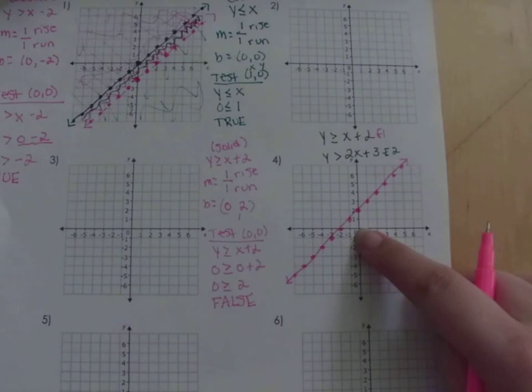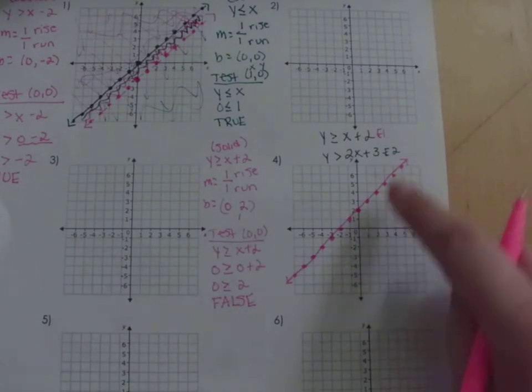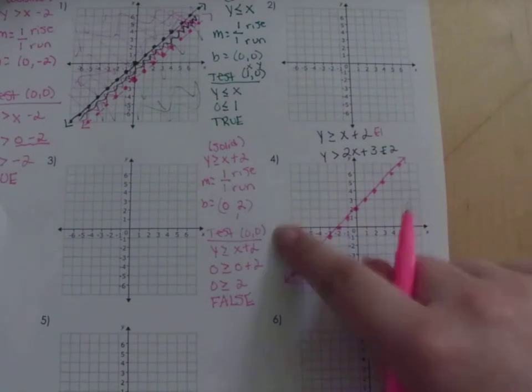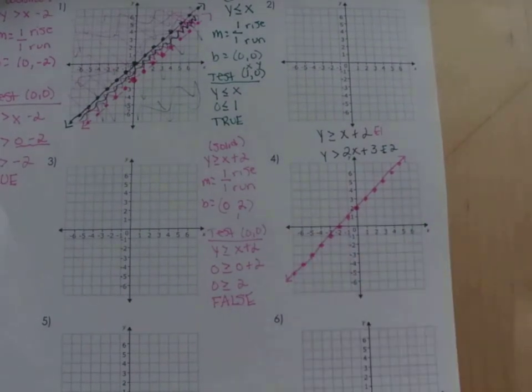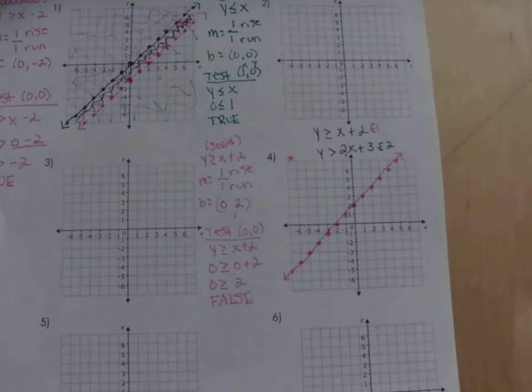So I find 0, 0 on my graph, and I know that for my pink line, I have to draw on the opposite side. I'm going to have to color in this side, but I'm not going to do that just yet. We're going to save that. I'm going to put a little star up in the top left here to show that that's the side I'm going to shade in when we get there.